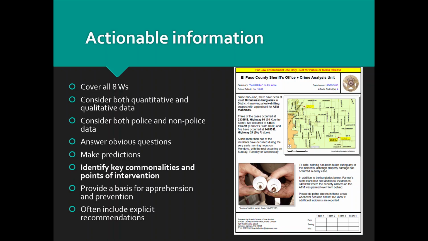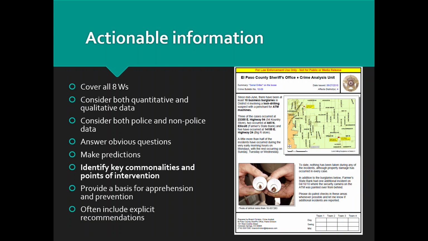And whether we're talking about people, places, patterns, or problems, hotspots, actionable information has a set of characteristics to it. It covers all the 8 W's. I'll talk about those in just a second. It considers both quantitative data and qualitative data, data from within the police agency and data that the analyst collects from outside the agency. It answers obvious questions. It makes predictions about what's likely to happen in the future.